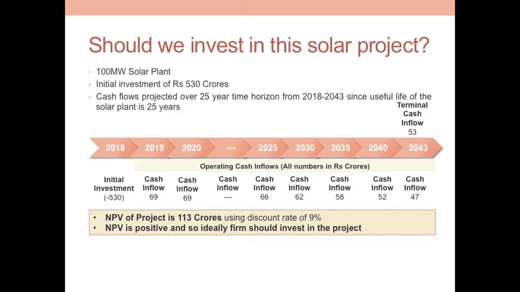We project cash inflows from the project over a 25-year time horizon, which corresponds to the useful life of the solar power plant. So we project from 2018 all the way up to 2043.